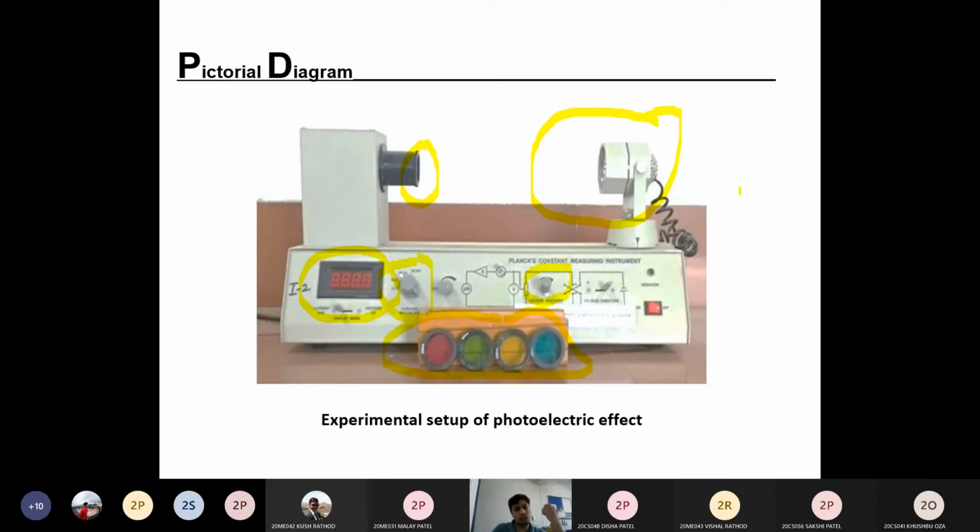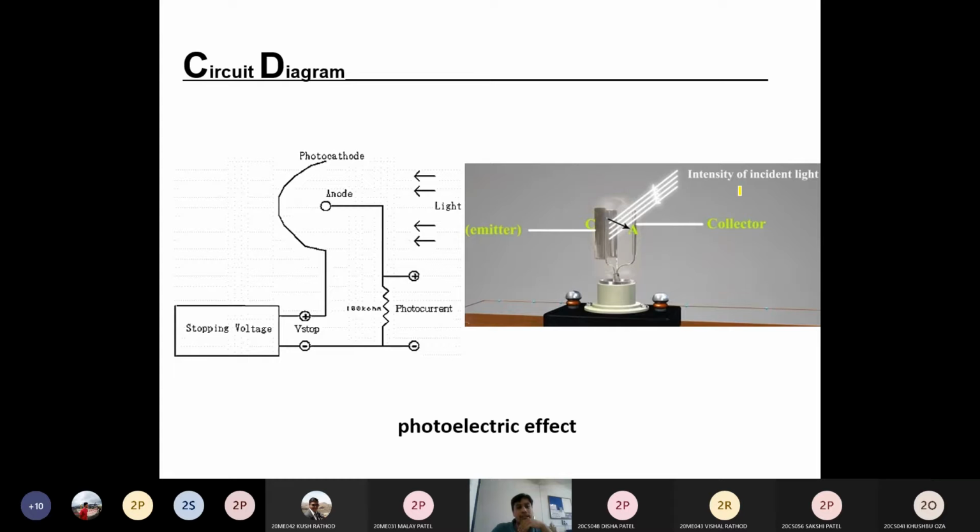Okay, so this is the experimental setup. Okay, and how to perform the experiment, that is the simplest one, that is the easiest one, that we will see after 2 to 3 slides. Okay, so here we can see the circuit diagram.